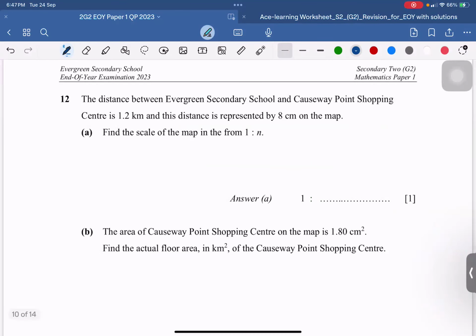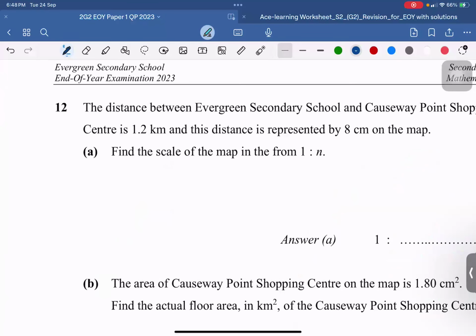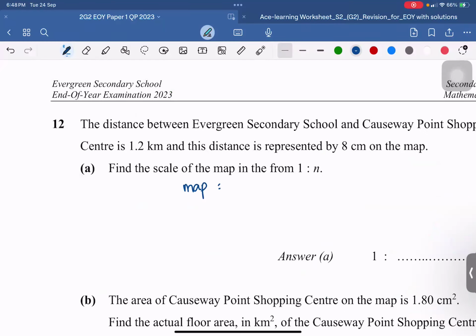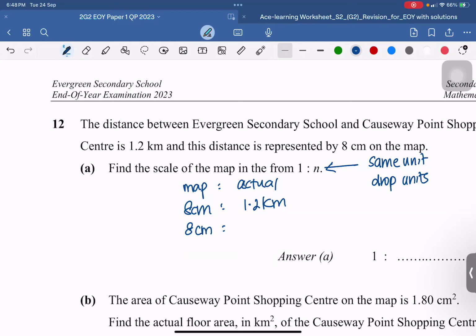Okay, first one. Which is the one on the map? The 1.2 kilometer or the 8 cm? 8 cm. Okay, so 8 cm is on the map. So 8 cm, 1.2 kilometer. When they say this part down here has no units, it means they must be the same units, and then later must drop off the units. So I must make it into cm and cm. How to change kilometer to cm? Times 1000, times 100.